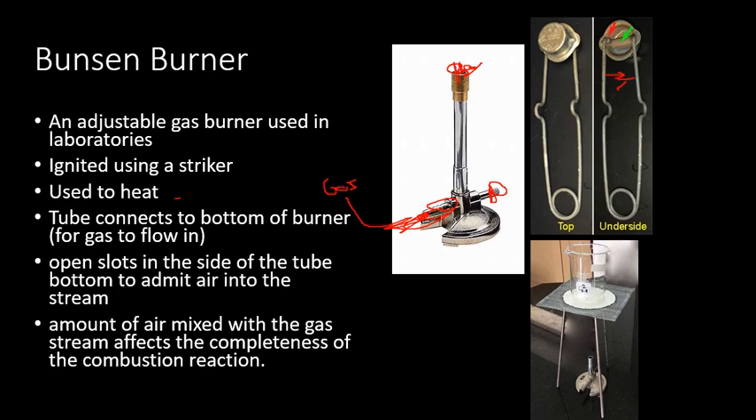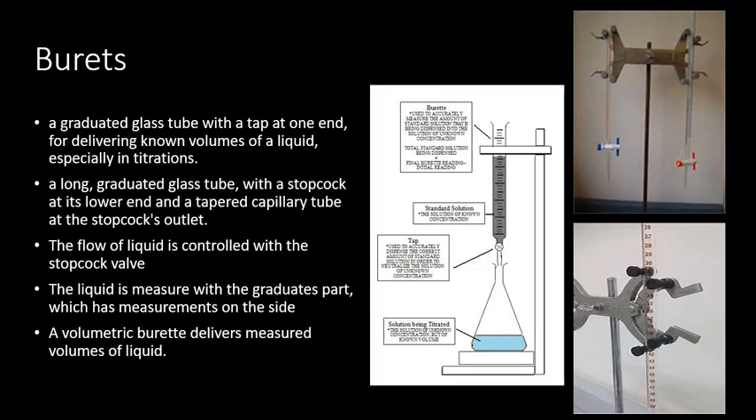So the amount of air mixed with the gases affects the completeness of the combustion reaction. And a burette is a graduated glass tube with a tap at one end for delivering known volumes of liquid, especially in titrations. Titrations are pretty complicated, not really meant for a lab equipment video like this, but basically burettes are really good at delivering exact amounts of liquid.